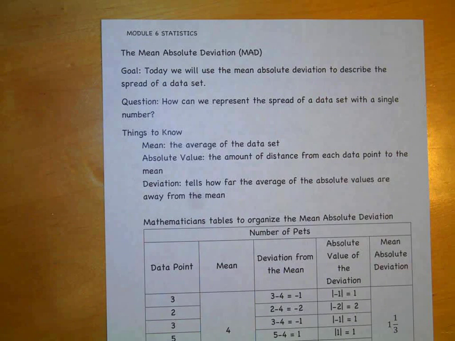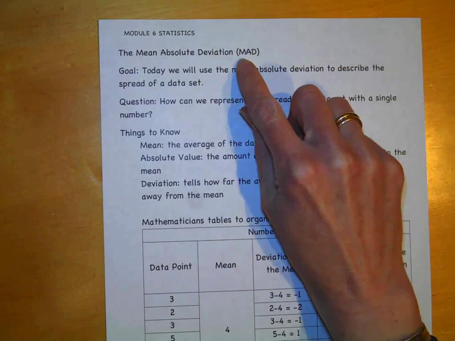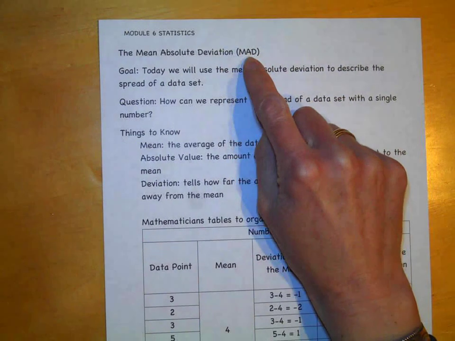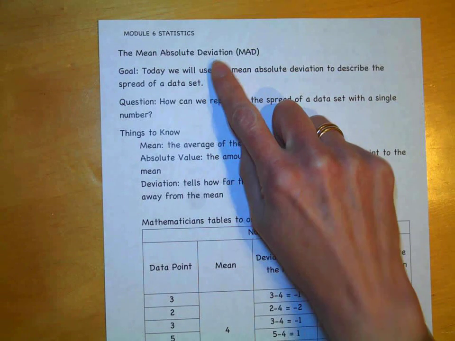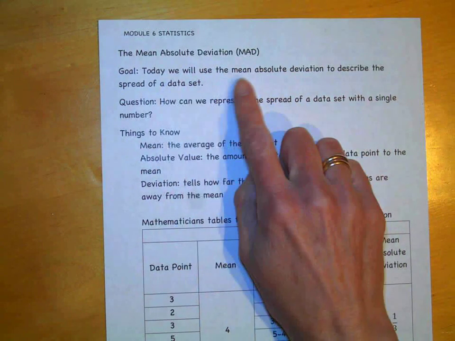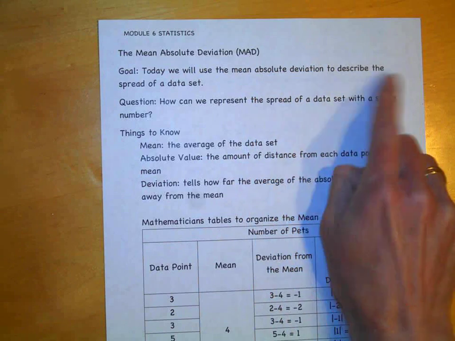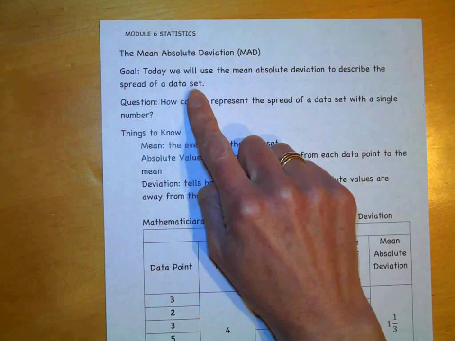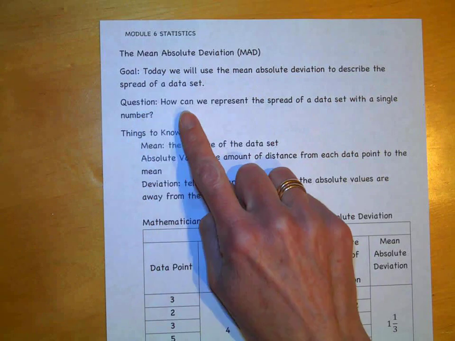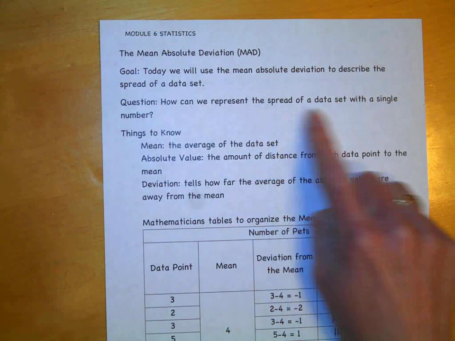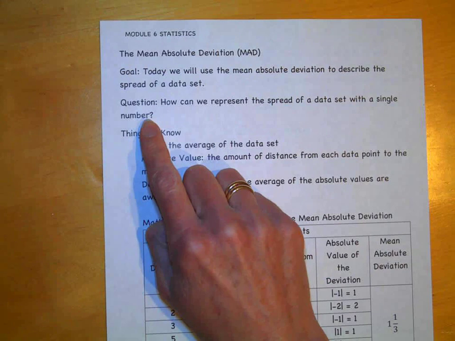This is lesson 5, and it is called Mean Absolute Deviation, or MAD. The M stands for mean, the A stands for absolute, and the D stands for deviation. Our goal for today is to use the mean absolute deviation to describe the spread of a data set. The question that I want you to think about in this lesson is, how can we represent the spread of a data set with a single number?